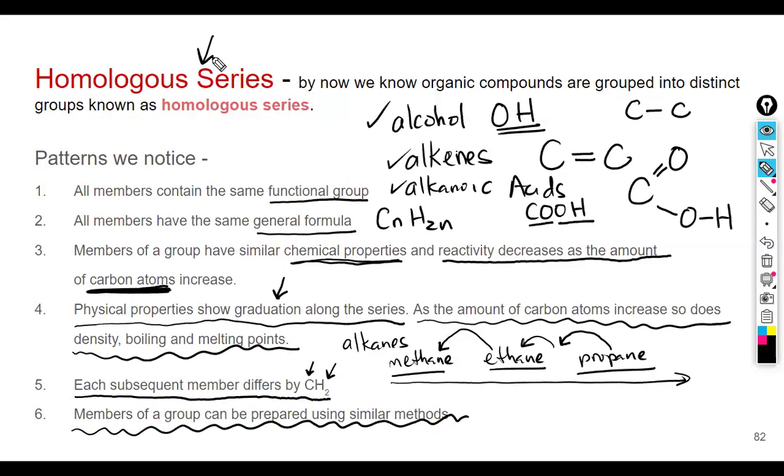So, for the exam, I know I gave you 6 things to notice about homologous series. The most I have ever seen asked in an exam is 4. So my advice is learn off any 4, right? If you can't memorize 6, just memorize 4 for the exam.